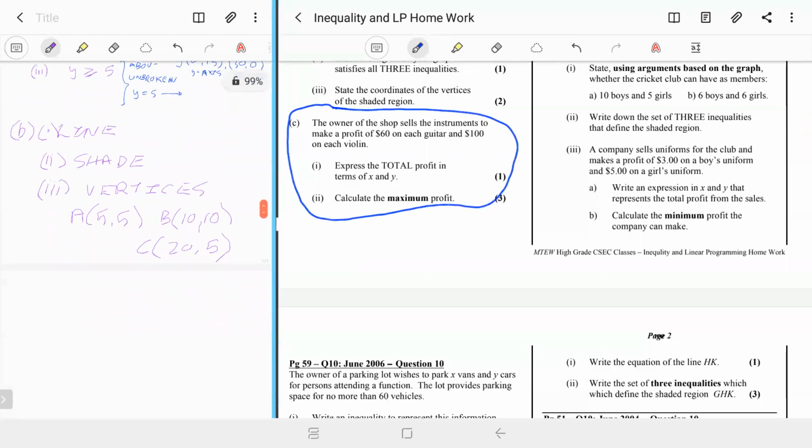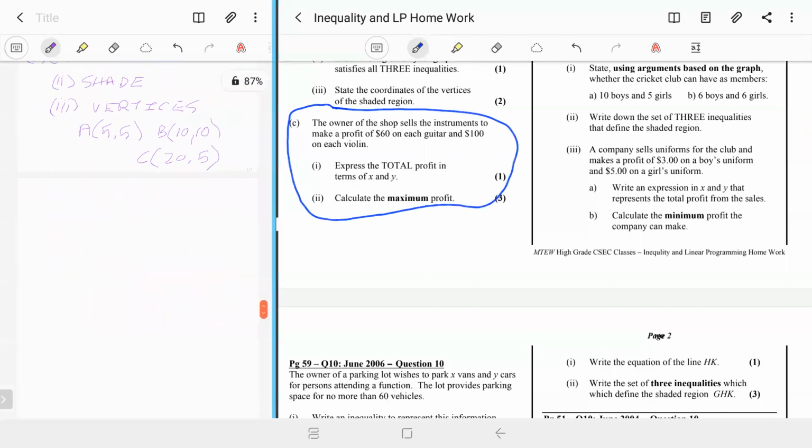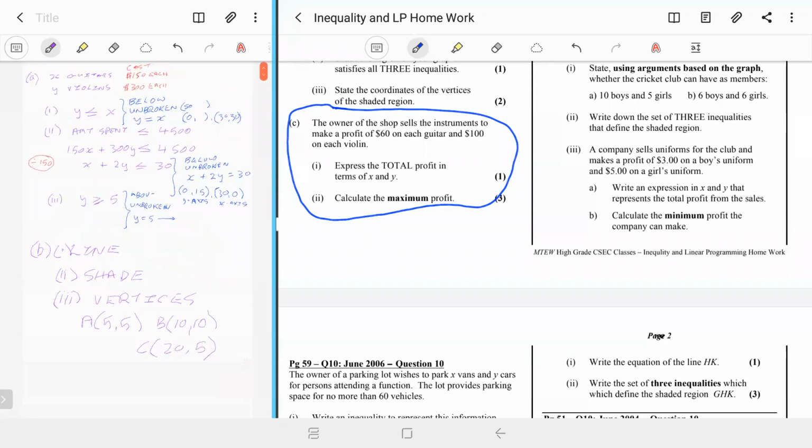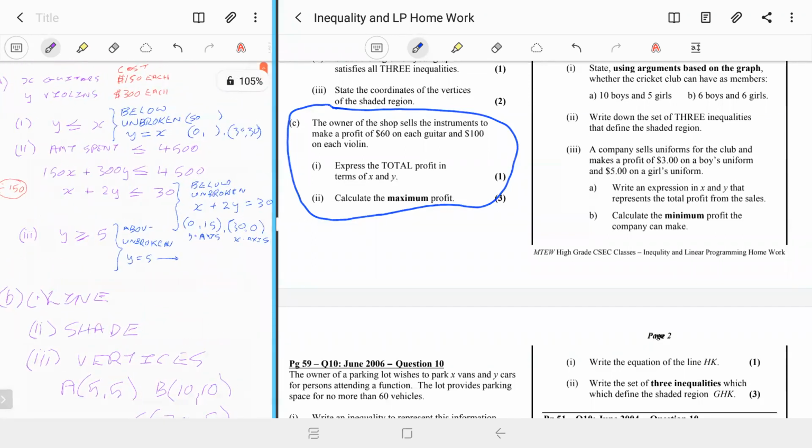And let's write information on here. Talking about the profit now. The question says, the owner of a shop sells the instruments to make a profit of $60 on each guitar and $100 on each violin. Let's go back up here. This is where we wrote the information.